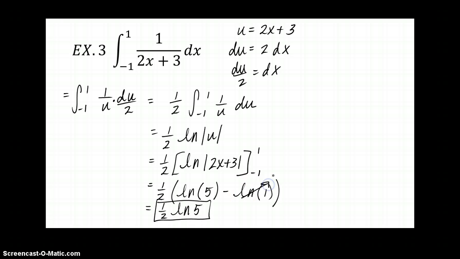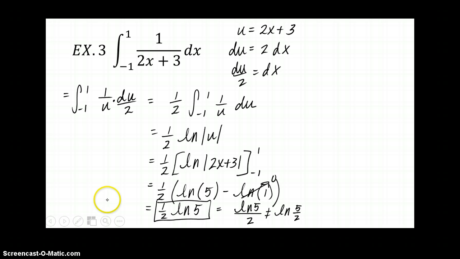We know the natural log of 1 evaluates to 0. You could write this as the natural log of 5 all divided by 2, but you can't tell me it's the natural log of 5 divided by 2. Okay, it's the natural log of 5, and then I'm dividing that answer by 2.